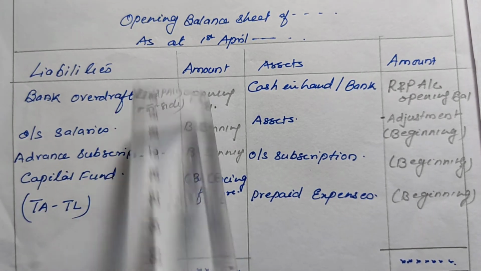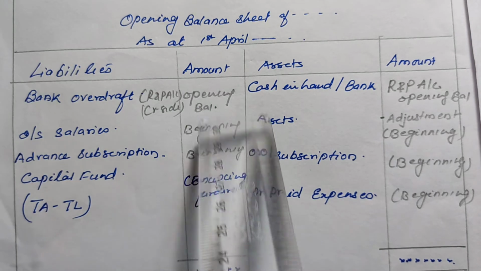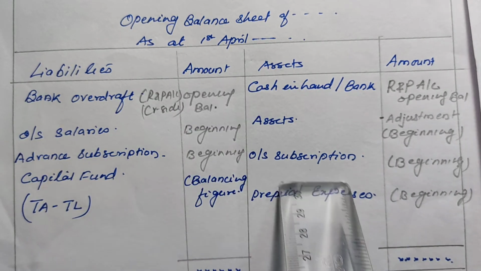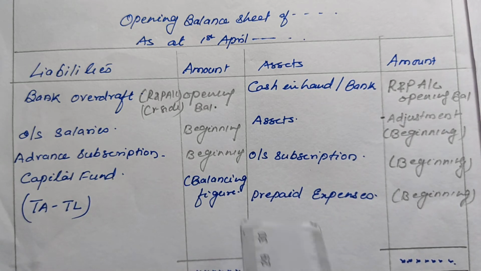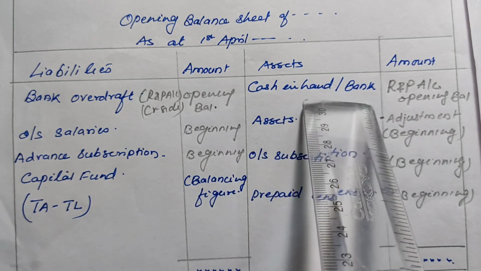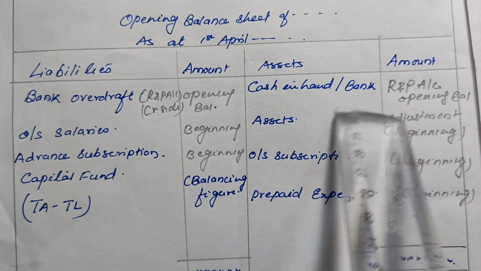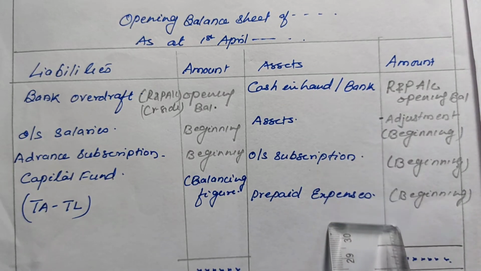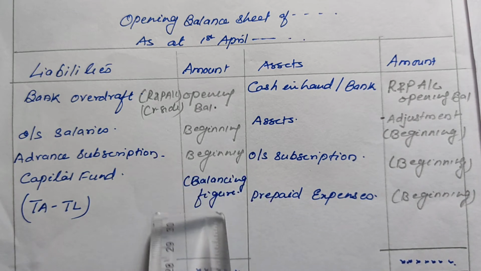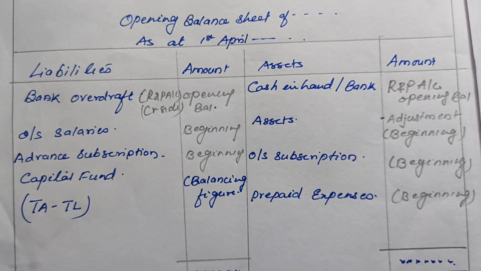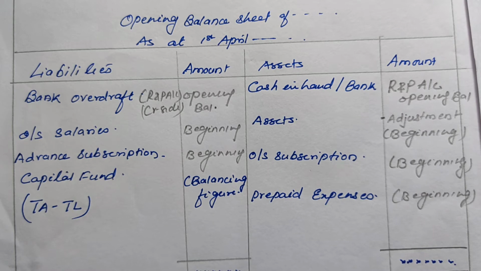You have to keep in mind that all the information at the beginning of the year will be recorded in the opening balance sheet. So for cash in hand, you will get the amount from the receipt and payment account, and all the rest of the amounts you will get in the adjustments, which are of the beginning of the year. Now let's see how to prepare the closing balance sheet.